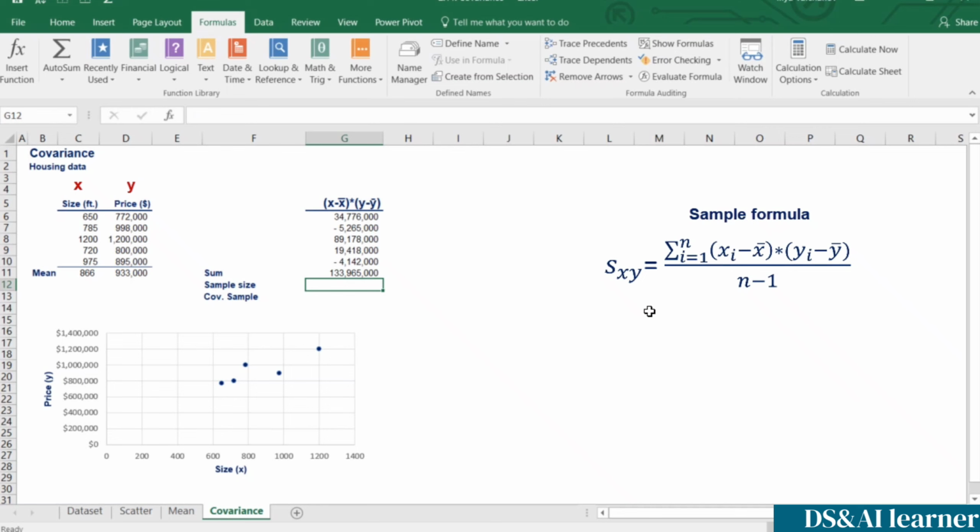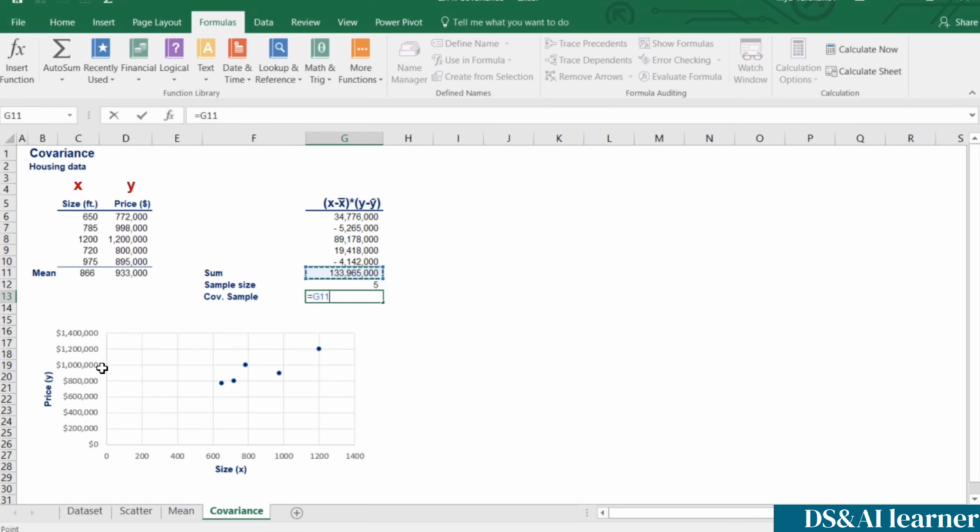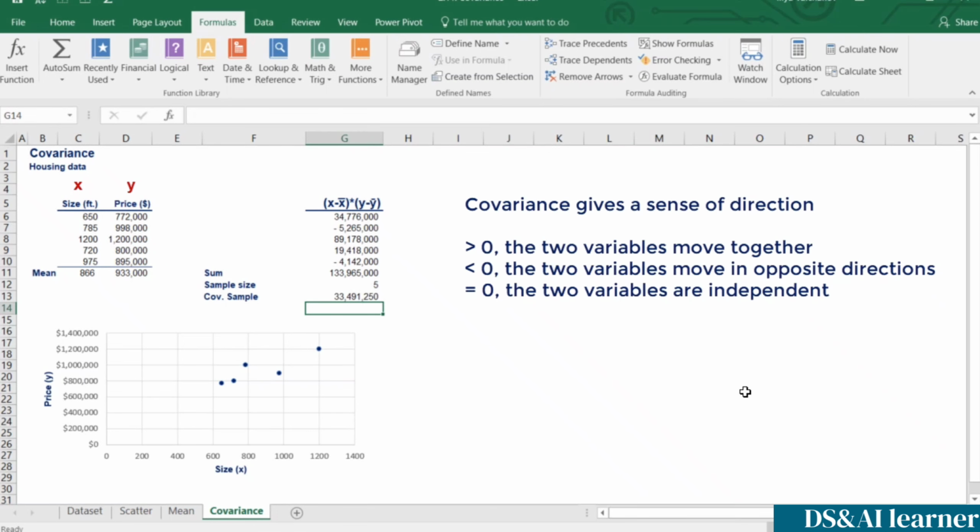See? Great! Our sample size is 5. Now we have to divide the sum above by the sample size minus 1. The result is the covariance. It gives us a sense of the direction in which the 2 variables are moving. If they go in the same direction, the covariance will have a positive sign, while if they move in opposite directions, the covariance will have a negative sign. Finally, if their movements are independent, the covariance between the house size and its price will be equal to 0.